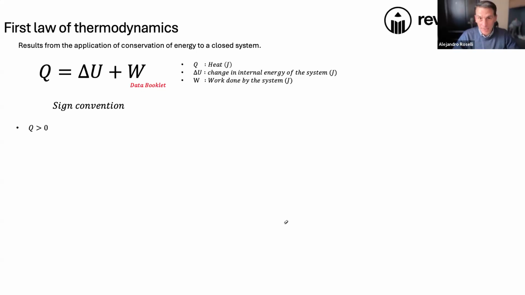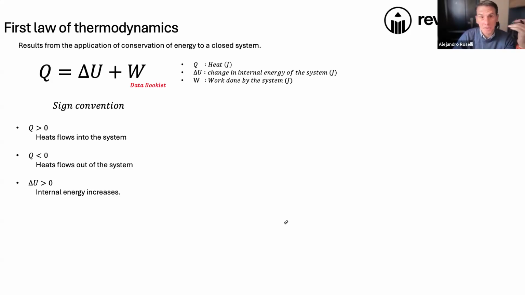So let's start with Q, heat. It will be positive when heat flows into the system. Positive, heat is going in. And negative when heat flows out of the system, when thermal energy is extracted from the system. I might be using different words, but one is for heat going in, the other one is for heat flowing out. Now, as for delta U, the internal energy, this one might be easier. Delta U being positive just means that internal energy increases, going up, and delta U negative means internal energy decreases. I bet that this is an easier one.